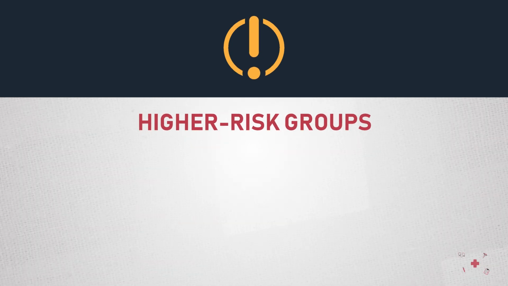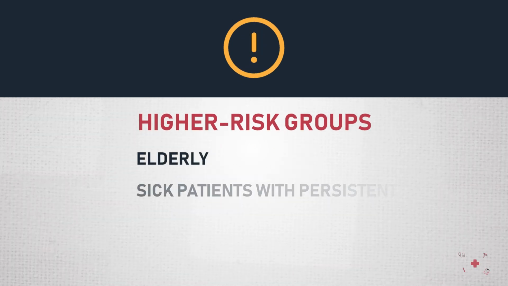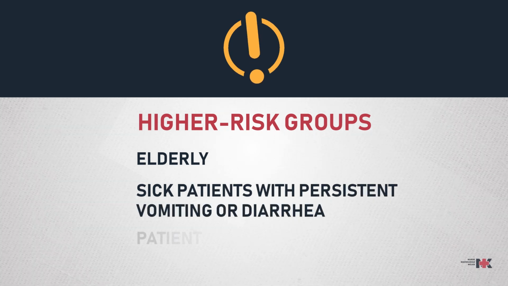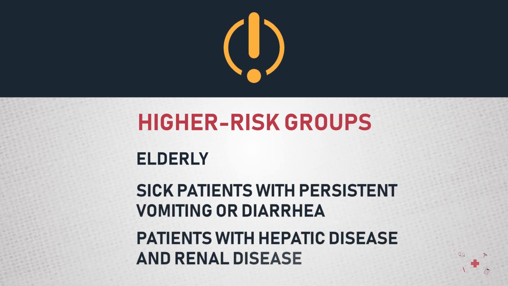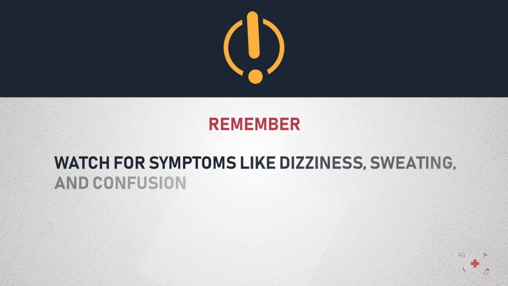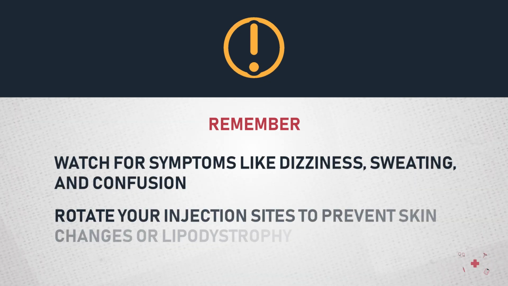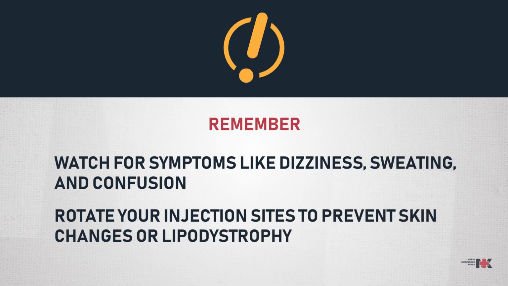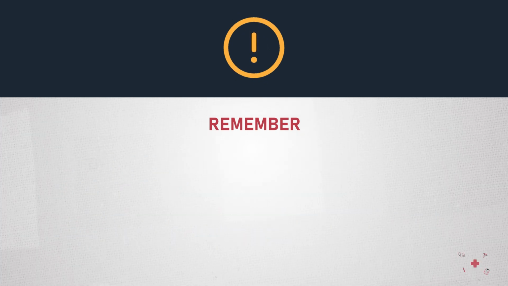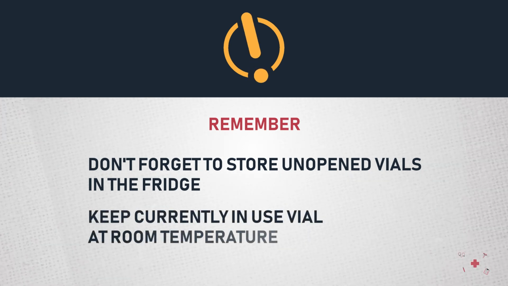Higher risk groups that you should watch with insulin are your elderly, or sick patients with persistent vomiting or diarrhea, and clients with hepatic disease and renal disease. If you use insulin, remember, watch for symptoms like dizziness, sweating, and confusion. This is a good sign of hypoglycemia. You should also rotate your injection sites to prevent skin changes or lipodystrophy like we talked about. Don't forget to store unopened vials in the fridge. Keep the current vial at room temperature.